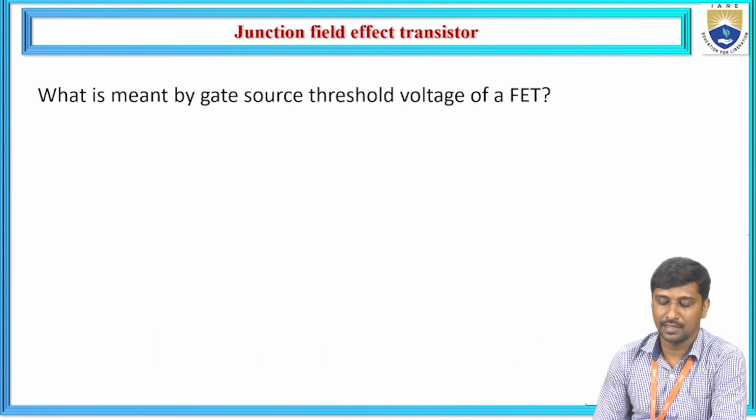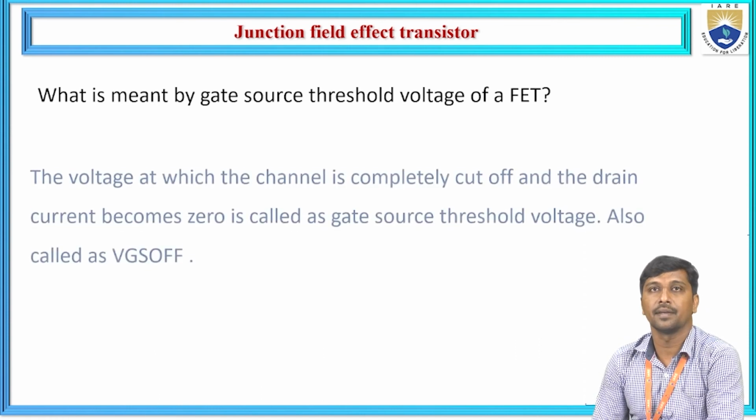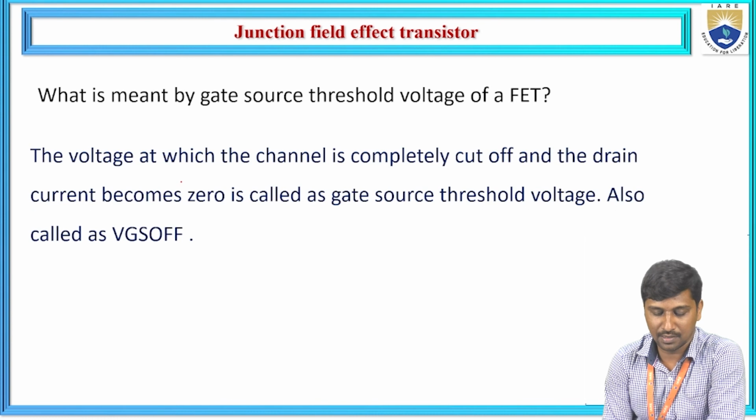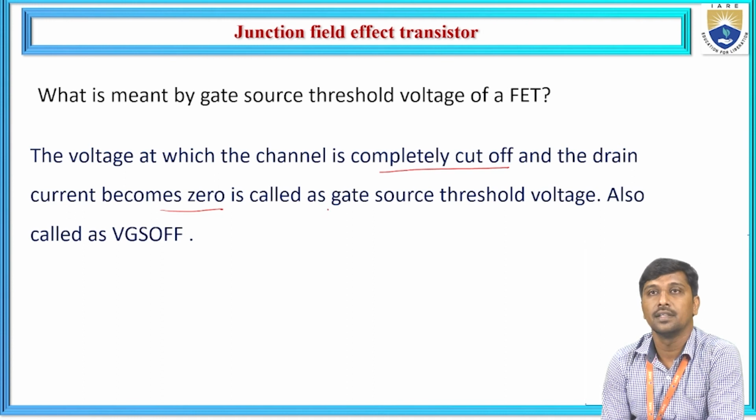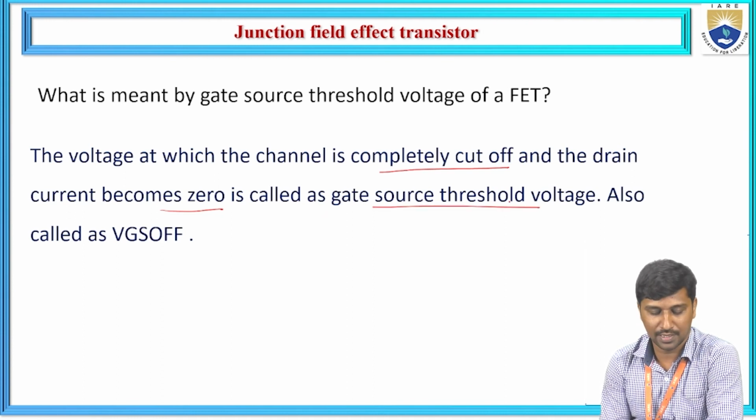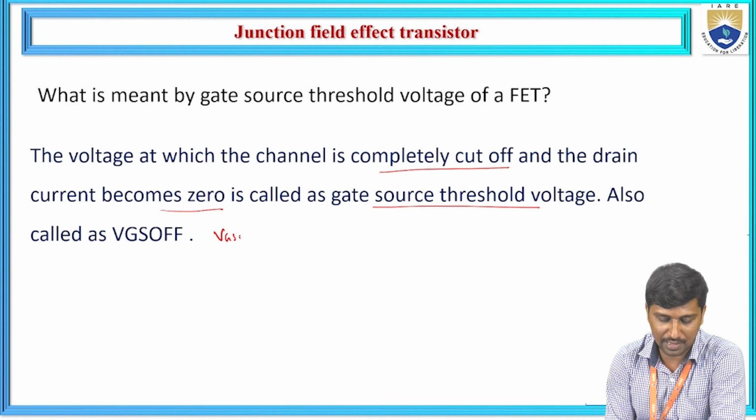What is meant by gate source threshold voltage of the FET? It is the voltage at which the channel is completely cut off and the drain current becomes 0. It is called the gate source threshold voltage. It is also called VGS off.